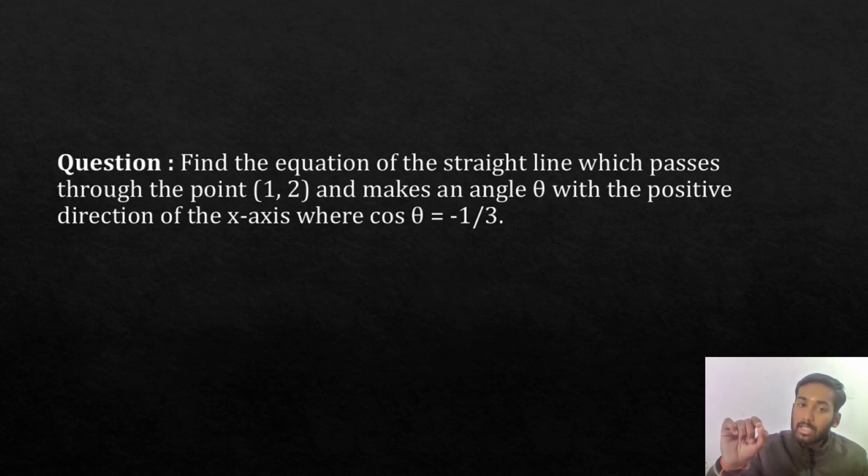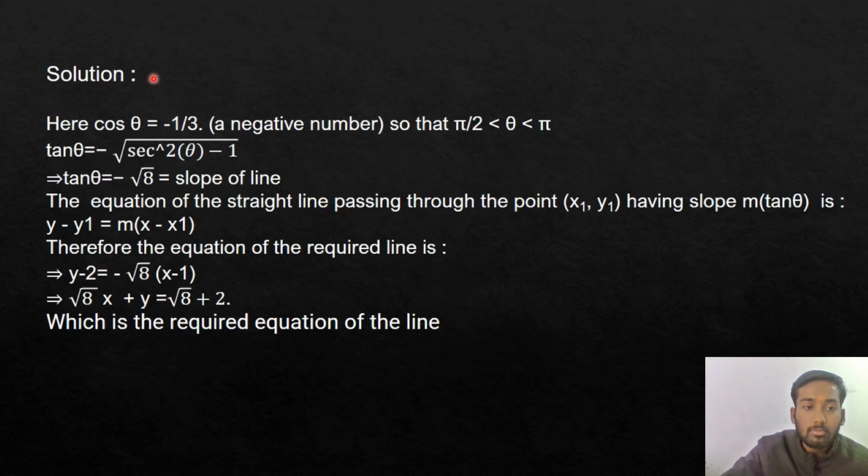By finding tan theta, which is the slope, and since the point is given, we can find our required equation of a straight line. Let's see the solution. Here cos theta is -1/3, which is a negative number, and we find tan theta is equal to minus root 8. We know the equation of a straight line when a point and slope are given, so we put in the values and we found the equation of the straight line. So that is our required equation.